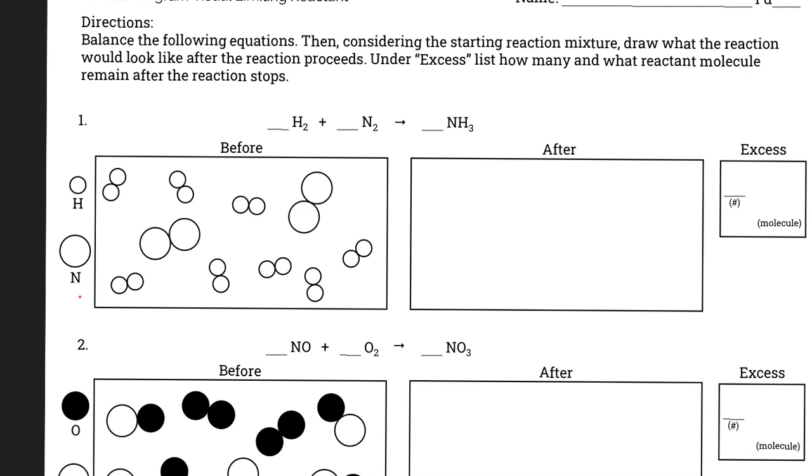All right, so I'm going to use red for the hydrogens. So I'm just going to mark the hydrogens so I can clearly see what they are. And I'm going to use blue for the nitrogen, again, just so I can clearly see. This one's easy, right? The hydrogens are little and the nitrogens are big.